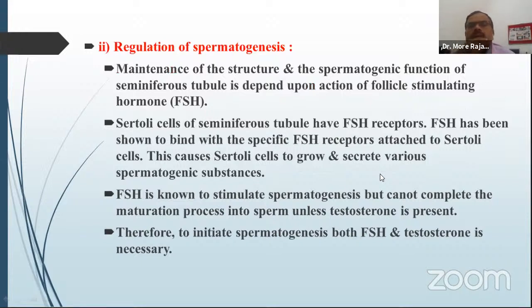Now, a further point related to the regulation of spermatogenesis. The maintenance of the structure and the spermatogenic function of the seminiferous tubule totally depends on the action of FSH, the follicle-stimulating hormone. Sertoli cells of the seminiferous tubules have FSH receptors, and FSH binds with the specific receptor attached to the Sertoli cell, which causes Sertoli cells to grow and secrete various spermatogenic substances. FSH is also known to stimulate spermatogenesis, but it cannot complete the maturation process into sperm unless testosterone is present. So testosterone is essential for maturation. Therefore, to initiate spermatogenesis, both FSH and testosterone are necessary.